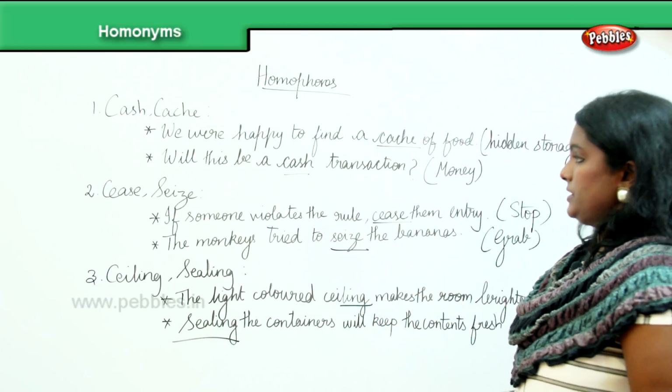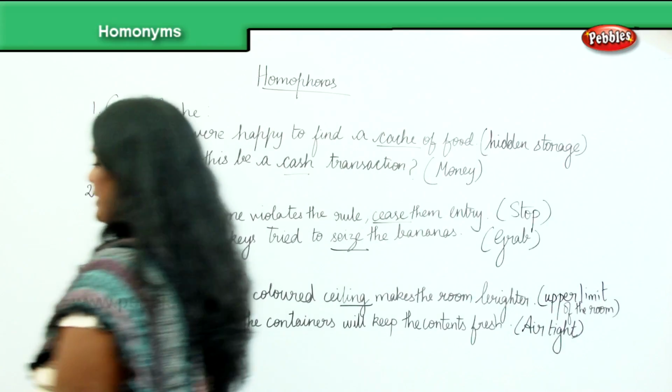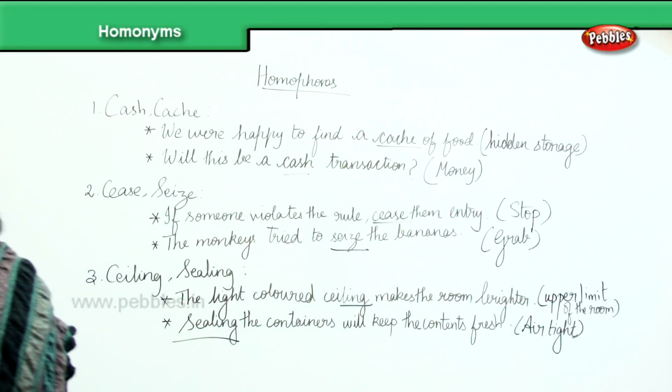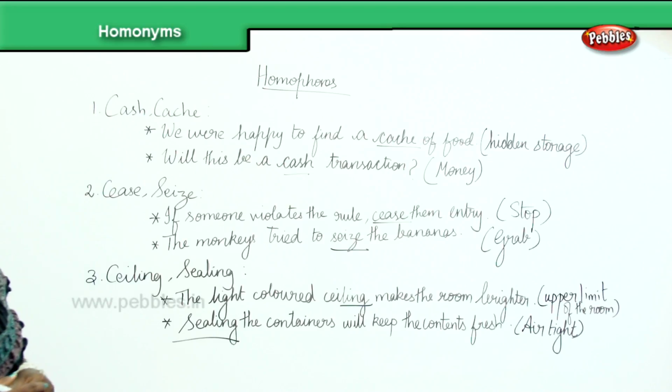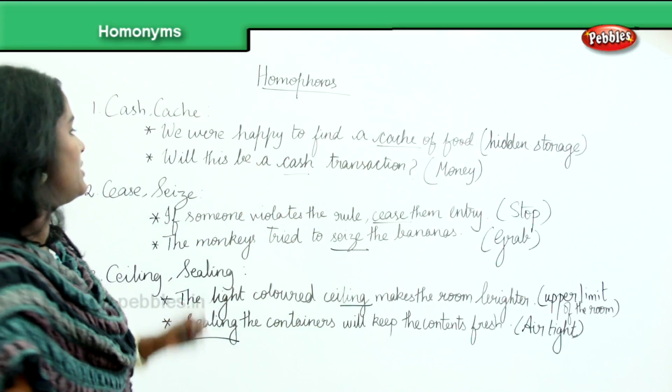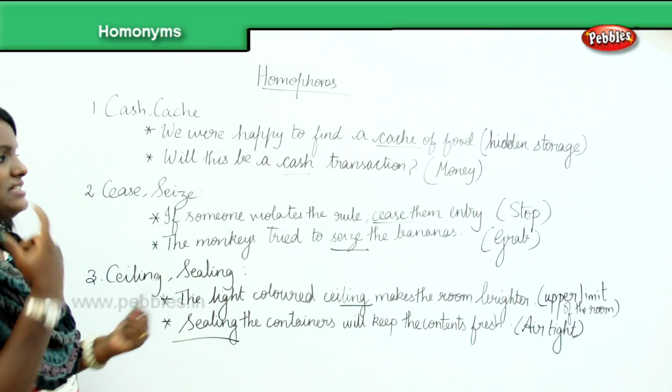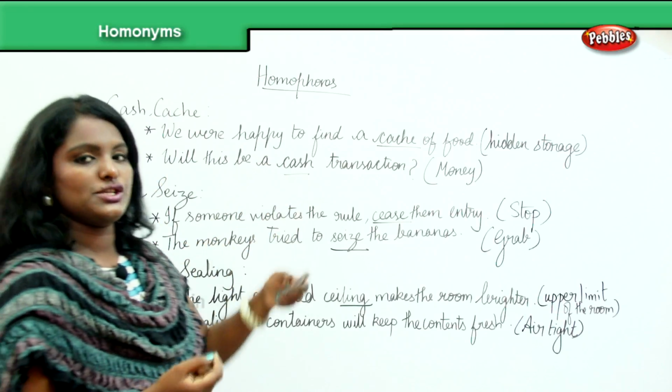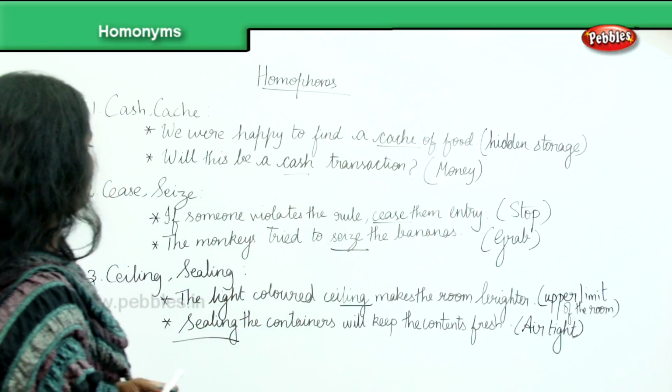Let's go through the examples once again. My first set of words are cache and cash. We were happy to find a cache of food. This cache means hidden storage. Will this be a cash transaction? Here this cash means the money to be paid.